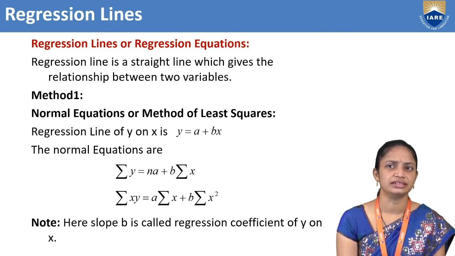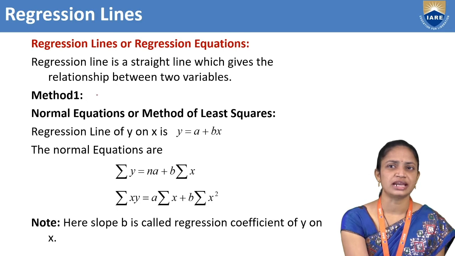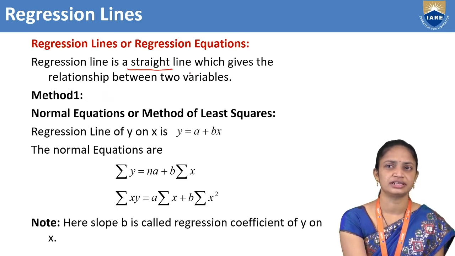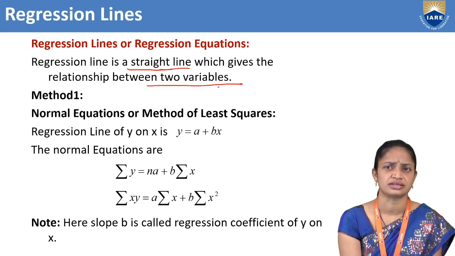A regression line, or regression equation, is a straight line which gives the relationship between two variables. So this is also like a correlation coefficient. Regression line is a straight line which gives the relationship between two variables. Then we can say that it is a regression line or regression equation.